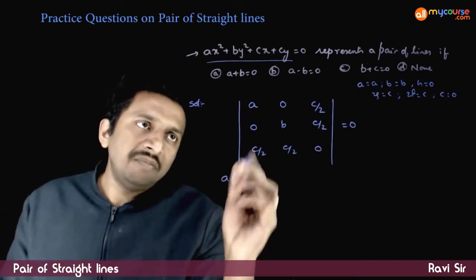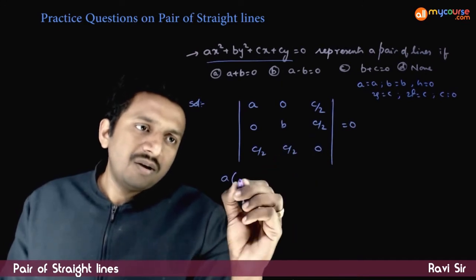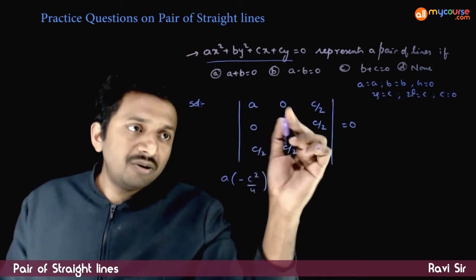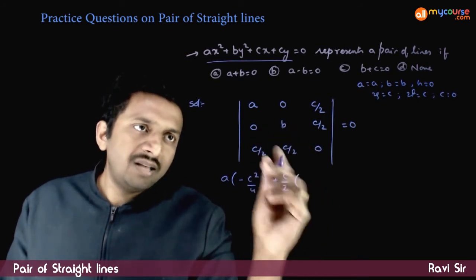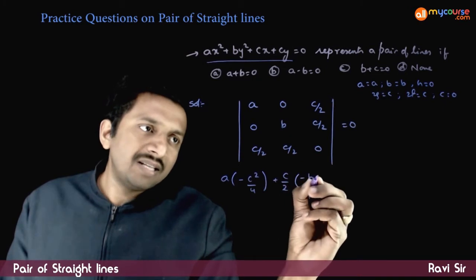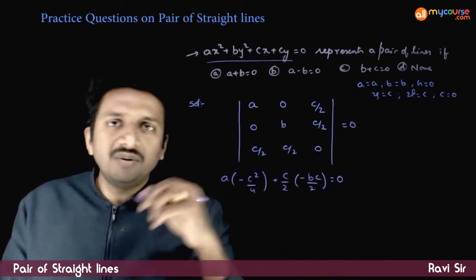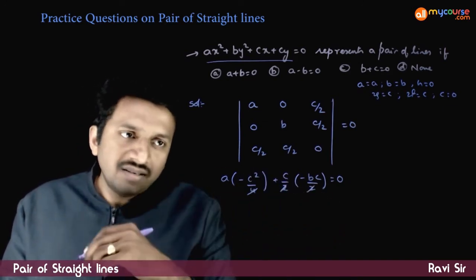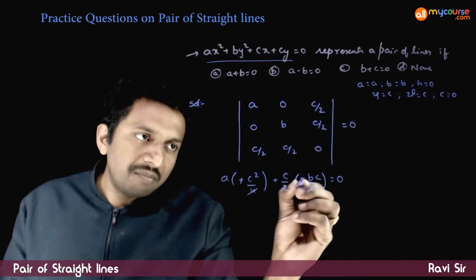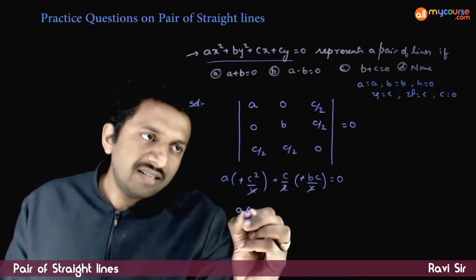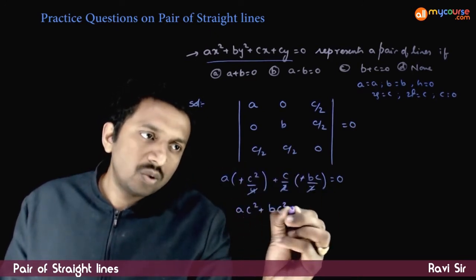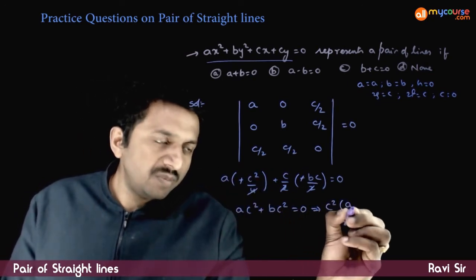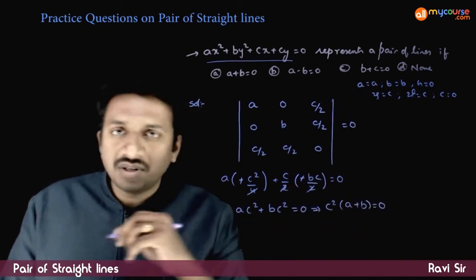So a times (0 minus c square by 4) plus 0 times something is 0, plus c by 2 times (0 minus bc by 2) is equal to 0. So this 4 and this 4 get cancelled. So minus minus gets cancelled. So ac square plus bc square has to be equal to 0. This implies c square times (a plus b) is equal to 0.